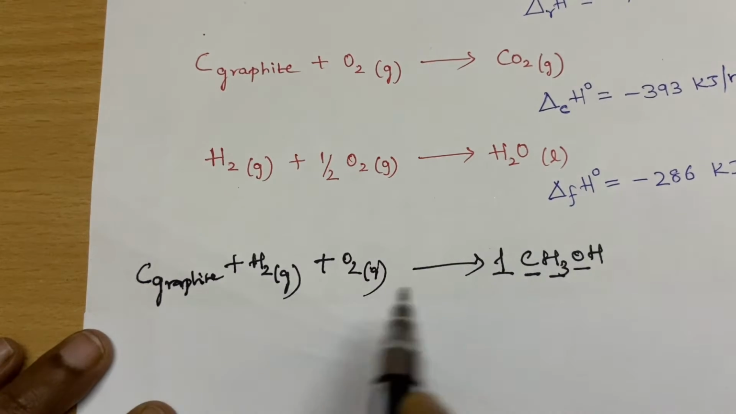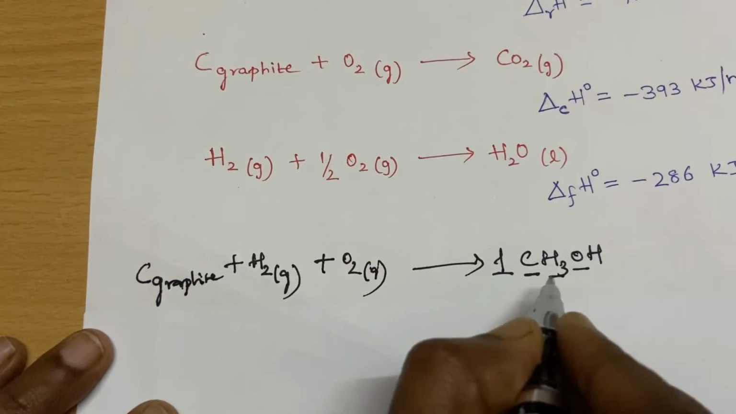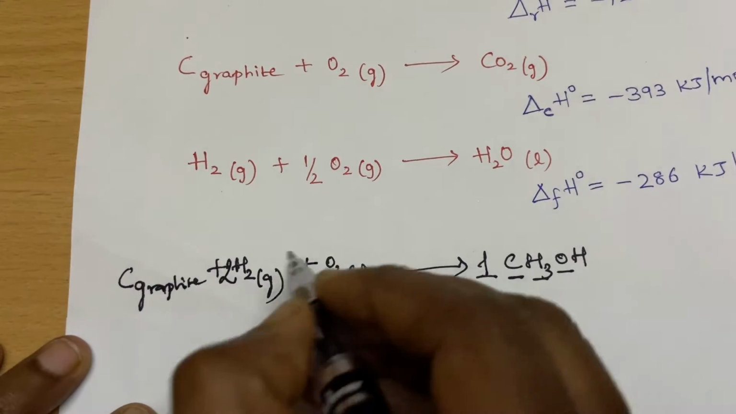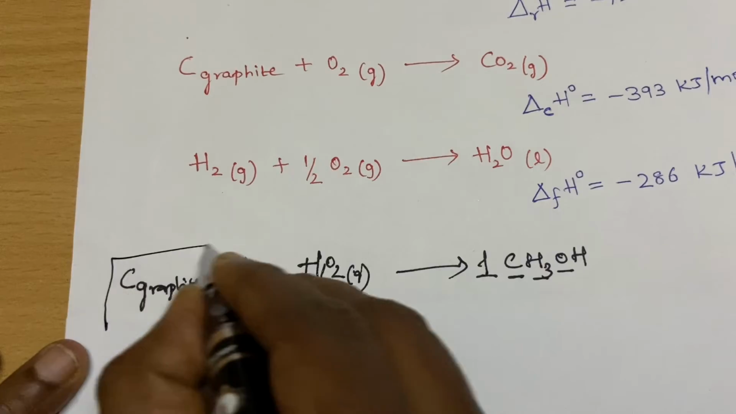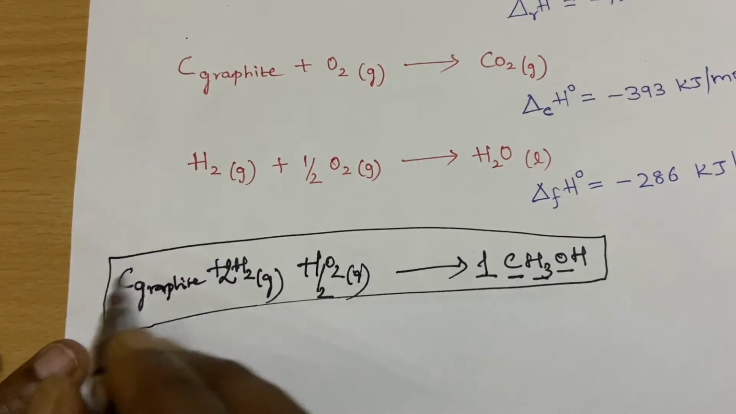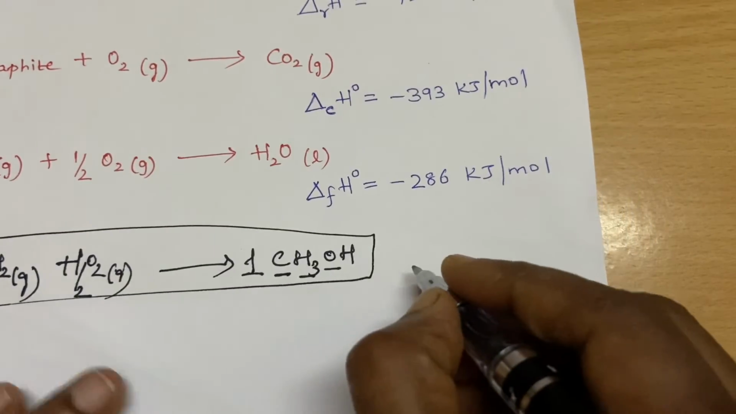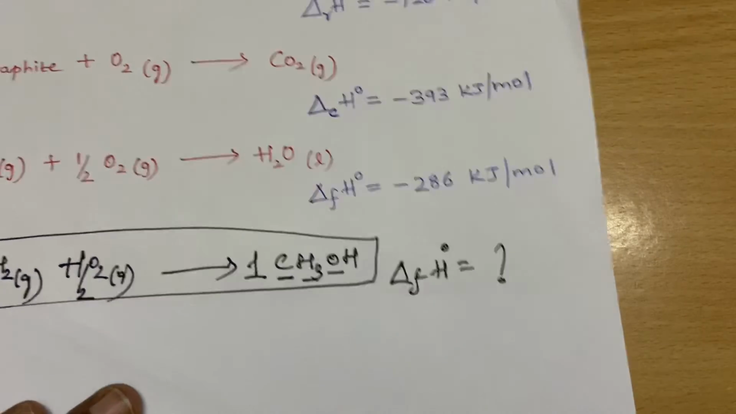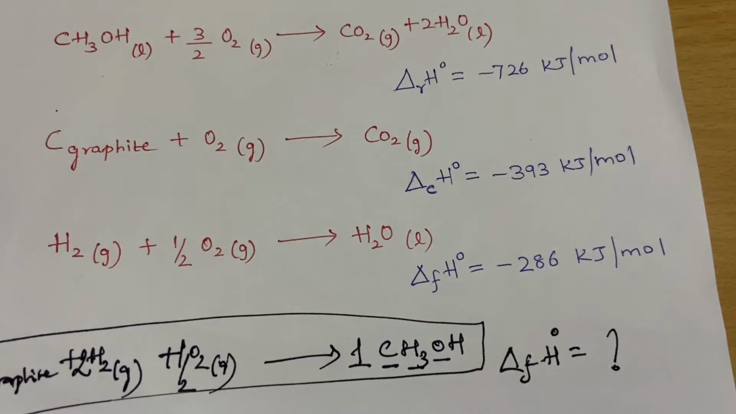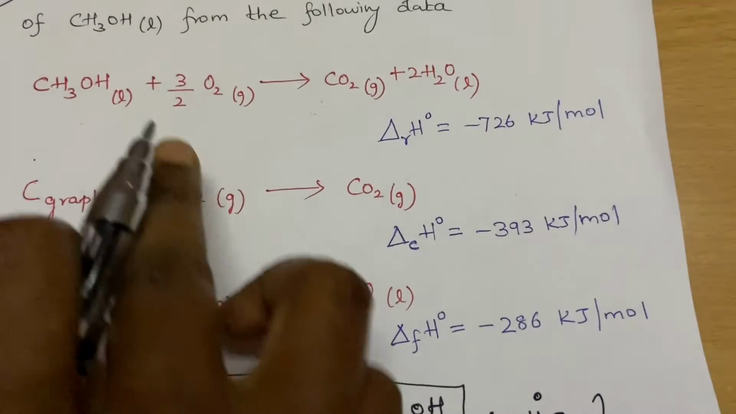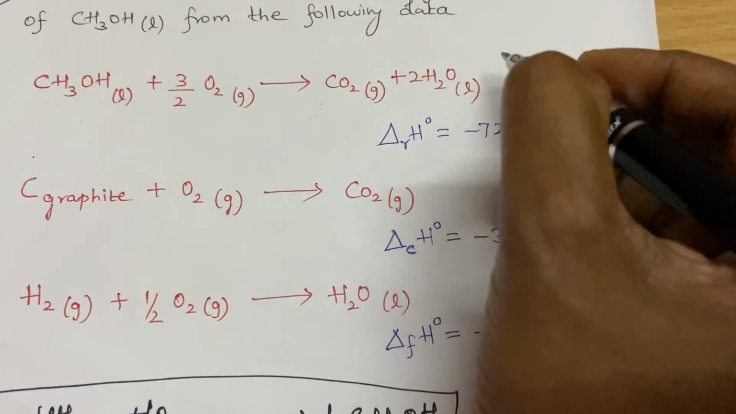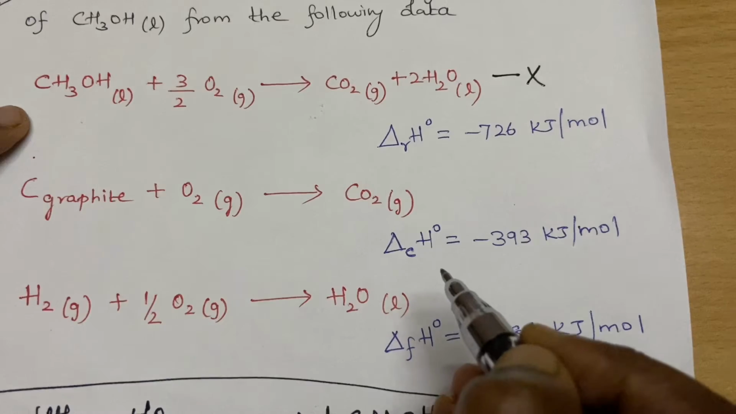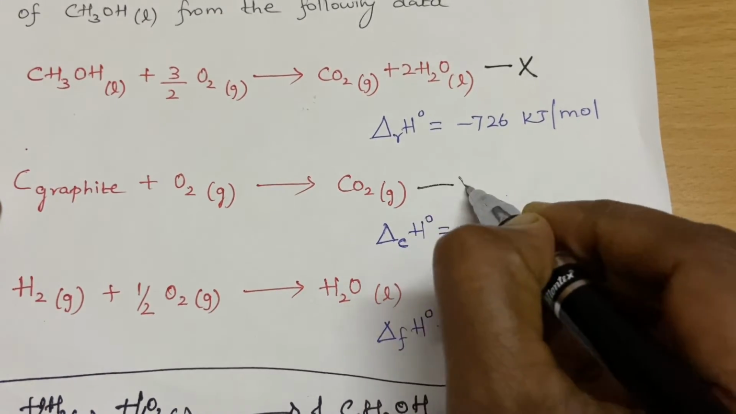So 1 carbon is present. Here 4 hydrogens, so I am balancing it with 2. Oxygen is only 1, so half. This is the standard enthalpy of formation of your methanol. For this reaction they are asking the enthalpy. So how to solve this? See, this is very easy, I am telling you. First of all, you mark this entire equation as X. Then you mark the entire reaction as Y.